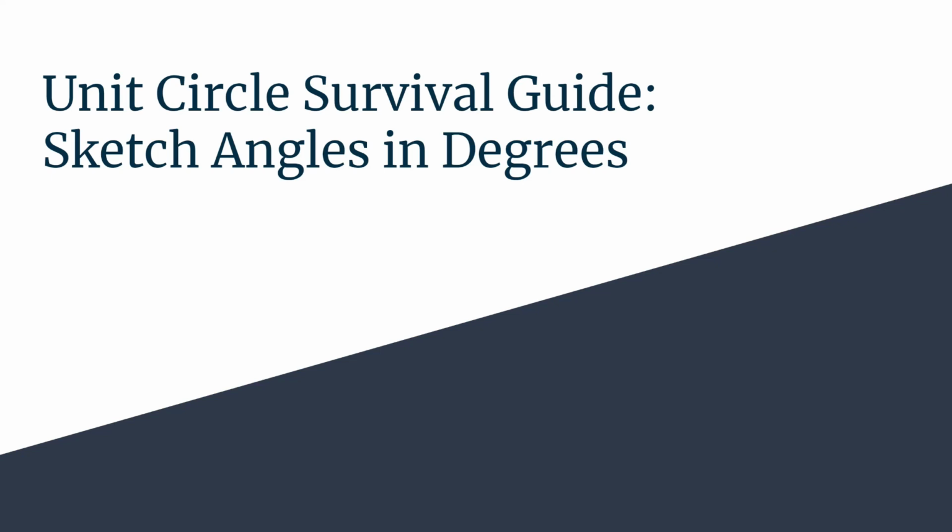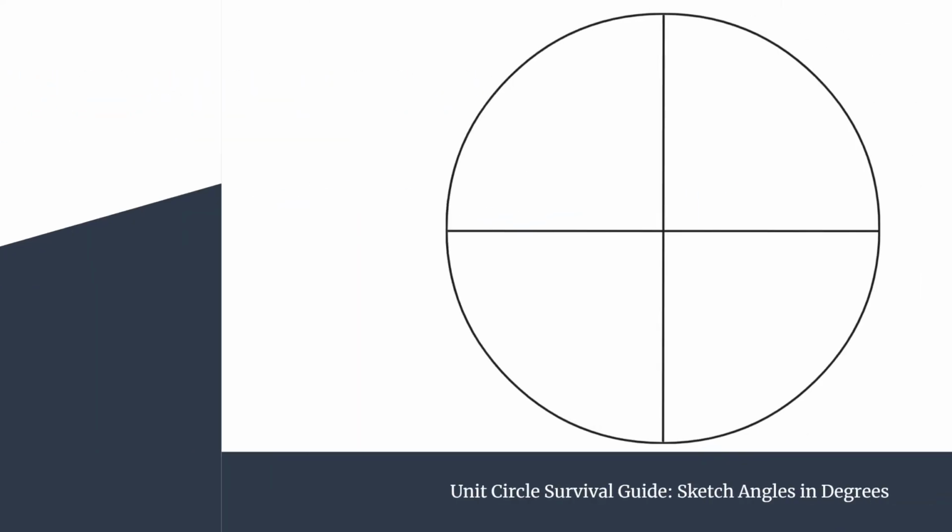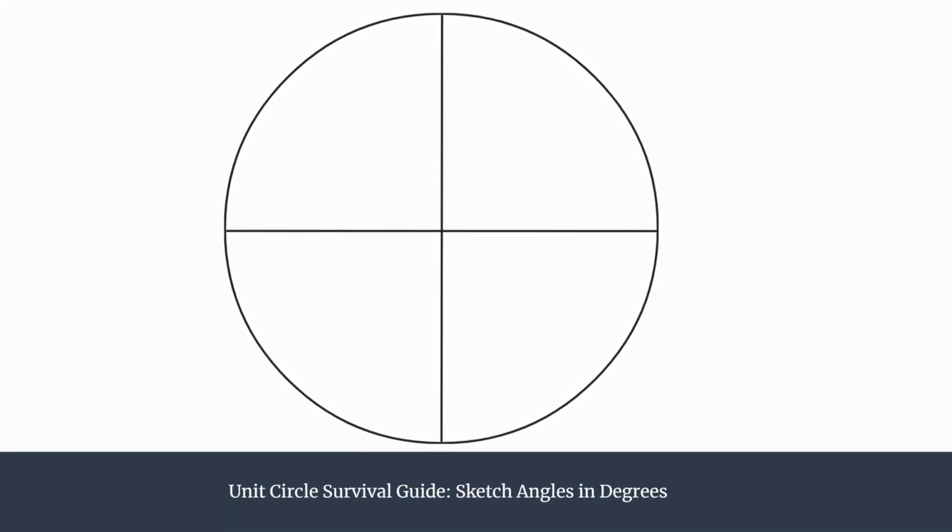In this unit circle survival guide, we'll look at how to sketch angles in degrees. So let's say we wanted to get a quick sketch of the angle 315 degrees. We should start by putting our initial side in standard position, which has its point on the origin and its initial side falls on the positive part of the horizontal axis.